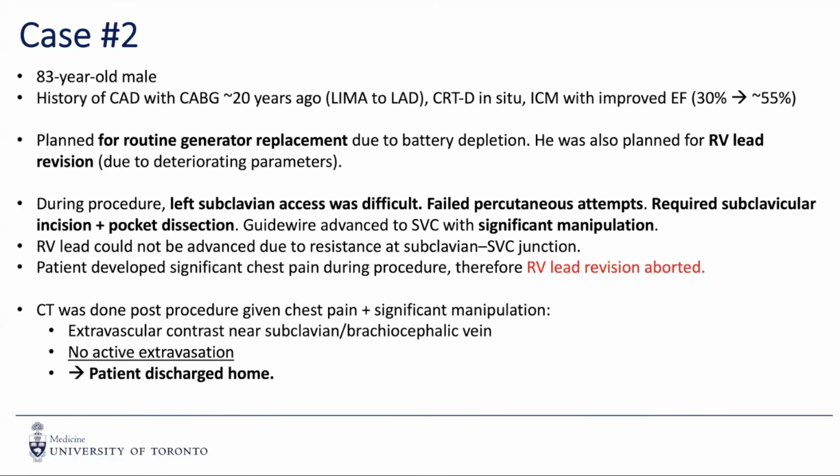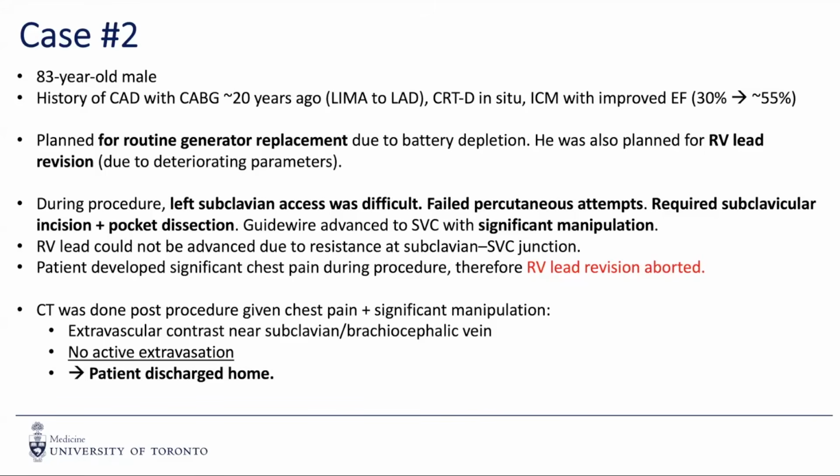They were actually planned for a routine generator change for their CRTD battery. And during the procedure, they had planned for an RV lead revision just because of deteriorating parameters that were found on device interrogation before that. During the procedure itself, the subclavian access was quite difficult, presumably because of scarring with his previous CABG, and they failed multiple percutaneous attempts. Eventually, they required a cut down with a subclavicular incision and with dissection, and then they were able to pass a guide wire there.